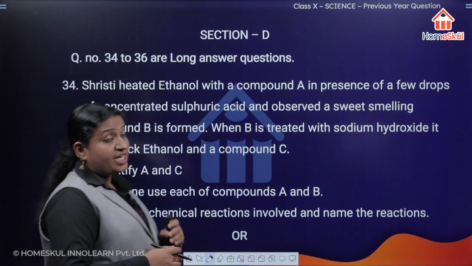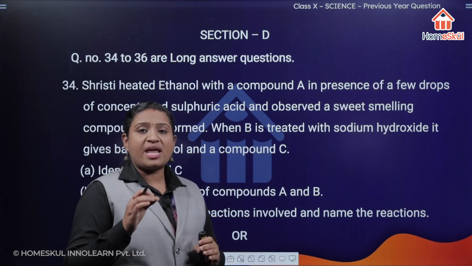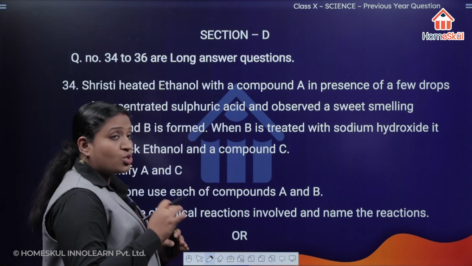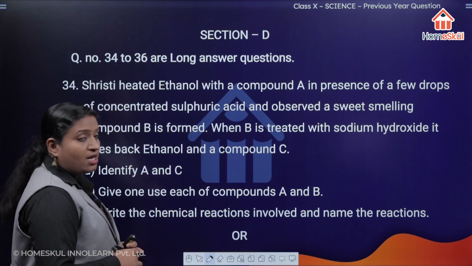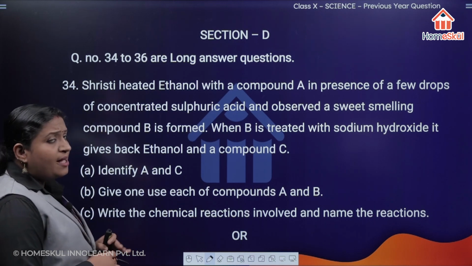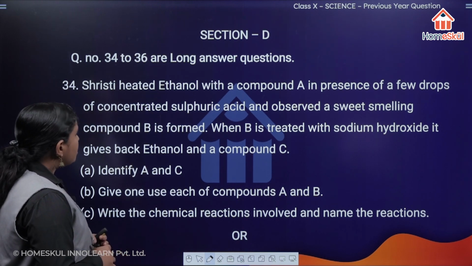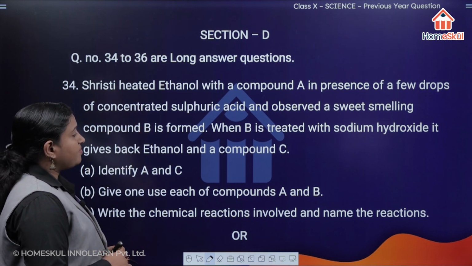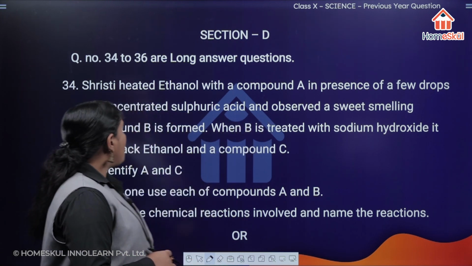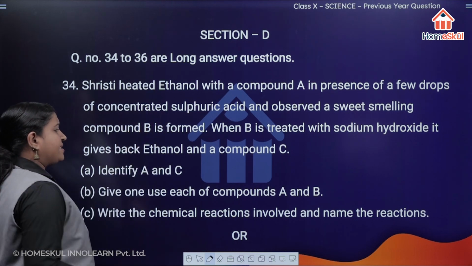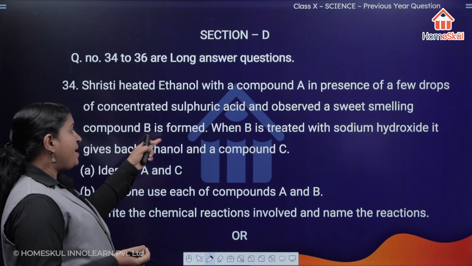Now, coming to section D. Section D carries 5 marks. From physics, chemistry and biology, there will be one question each. Question number 34 to 36 are long answer questions. So, let's see the chemistry question first. Question number 34. Srishti heated ethanol with a compound A in the presence of few drops of concentrated sulfuric acid and observed a sweet smelling compound B is formed.